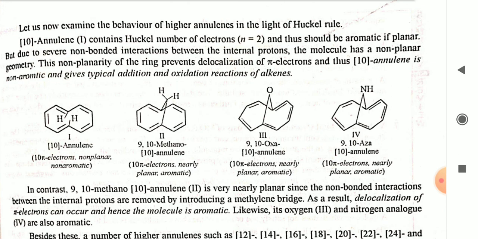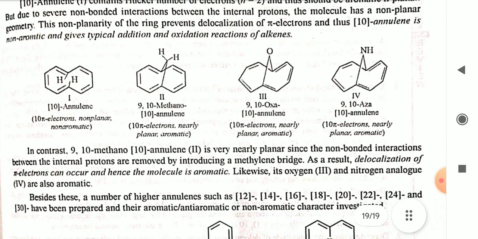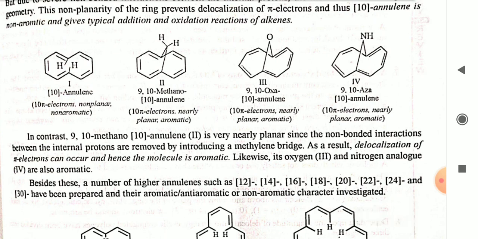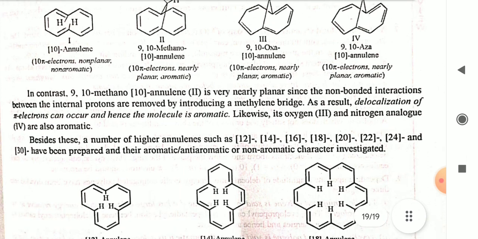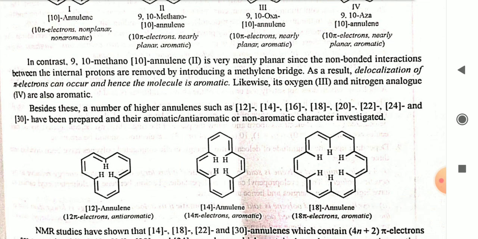1,6-methano[10]annulene, 10 pi electrons, nearly planar, aromatic. 1,6-oxido[10]annulene, 10 pi electrons, nearly planar, aromatic. 1,6-imino[10]annulene, 10 pi electrons, nearly planar, aromatic. In contrast, 1,6-methano[10]annulene is very nearly planar since the non-bonded interaction between the internal protons is removed by introducing a methylene bridge. As a result, delocalization of pi electrons can occur and hence the molecule is aromatic. Likewise, its oxygen and nitrogen analogs are also aromatic.